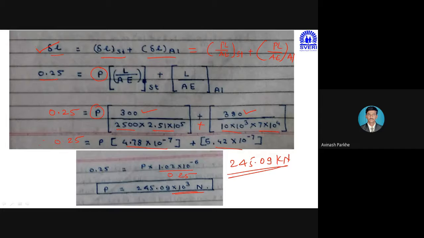So okay, this is the type number 2. In this particular type number 2, only these two varieties are there. Either we have to calculate the deformation, in which the external load will be given to you, or sometimes the elongation or deformation will be given to you, and we have to calculate the total load applied. There is no other variety in this particular type number 2. Okay, so I hope you have understood. Can we go to the next type?